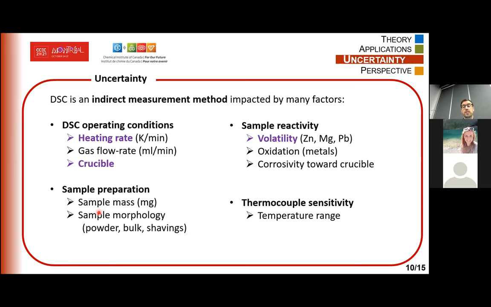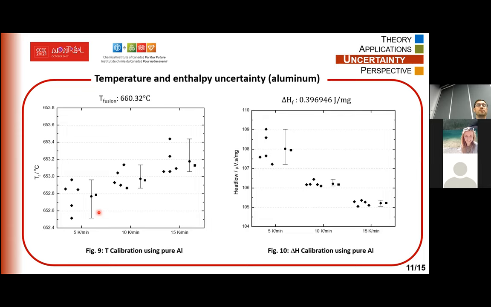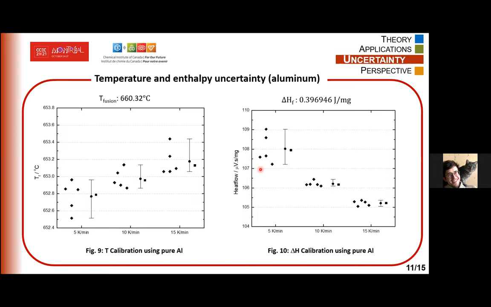So just to get a feeling about the type of error that you can get from these measurements, this is coming from our calibration technique. We see here the measurement that we did of the melting point of pure aluminum as a function of the heating rate. You see that we measured this melting 5 times and we were able to obtain an average value and a standard deviation from this average value. Same thing for the effect of the heating rate on the enthalpy of melting. So that's the type of error that you can get.